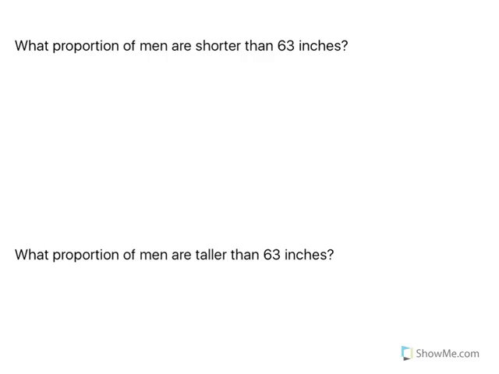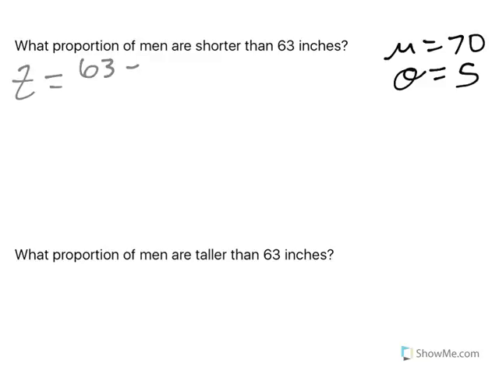All right. So what proportion of men are shorter than 63 inches? Okay, we are using the same information from the previous video, where the mean is 70 and the standard deviation is 5. So we first have to find a z-score. So Z is value minus the mean divided by the standard deviation. Negative 7 divided by 5 is negative 1.4.